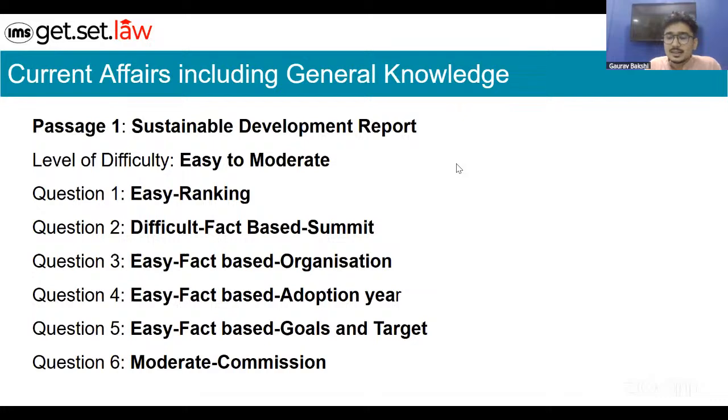So it could be said that it is a moderate question, but overall in the passage we find that there are four easy questions. So I am saying the passage is easy to moderate, and I hope that those students who have solved the questions have got five questions right in this passage easily. Okay, so let's move to the second passage.